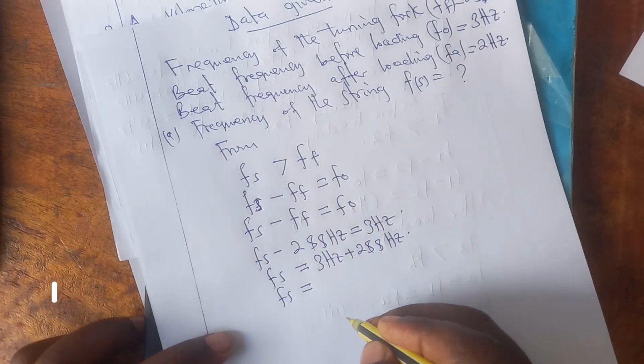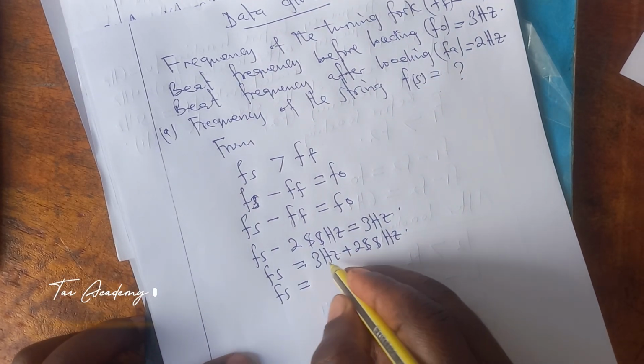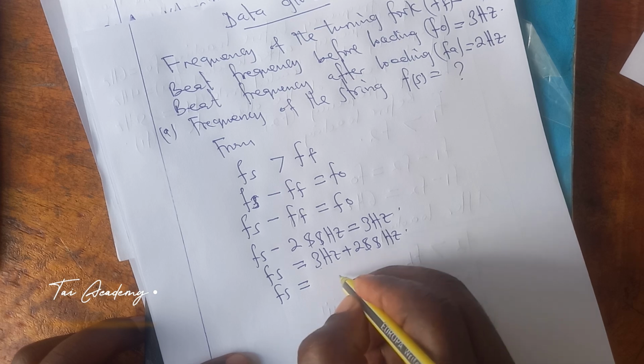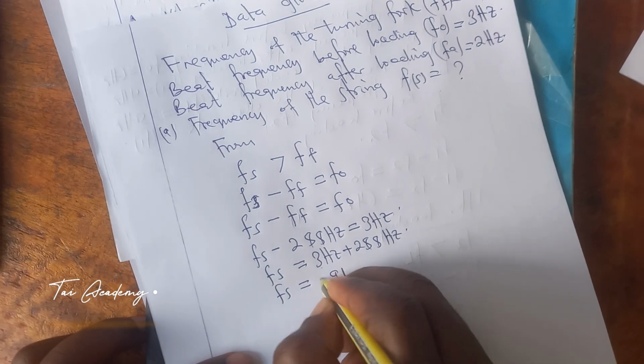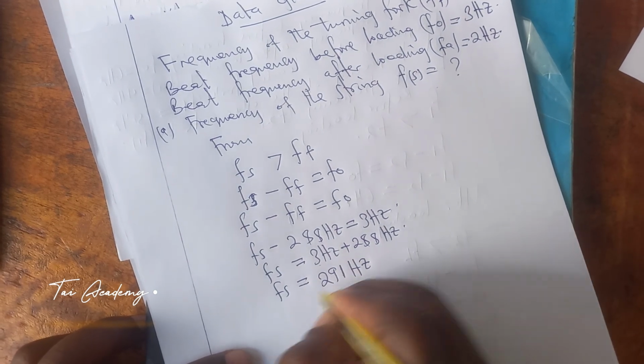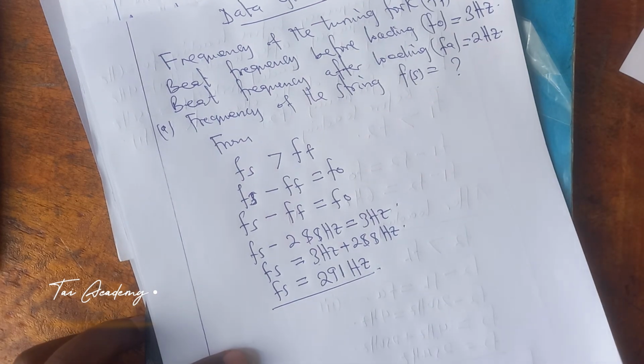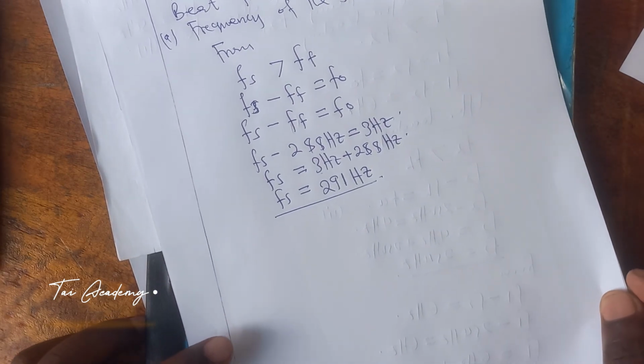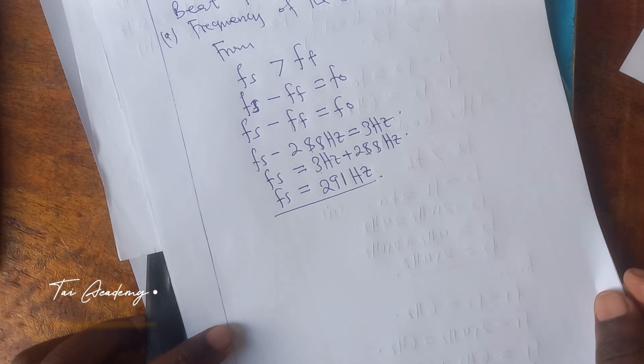Frequency of the string will be equal to 291 Hz. Now this will be the frequency of the string.